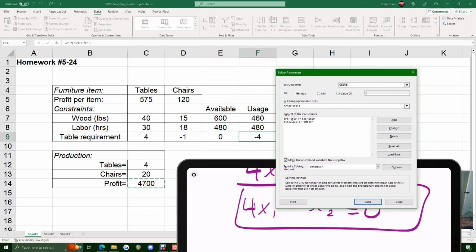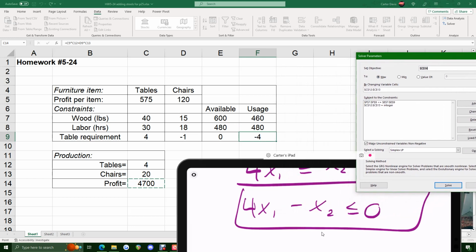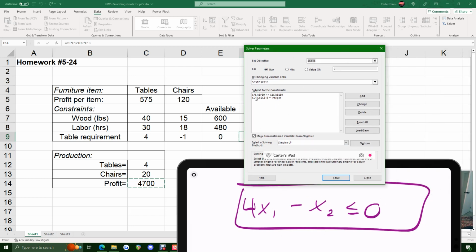And then watch what they did. They did all the F7 through 9 here less than or equal to what was available. So for these first two, it hopefully makes plenty of sense. But for this last one, this -4 is a result of doing this right here, the left side of this inequality. And they set it less than or equal to 0, which is right here. Okay, and then they made sure that these two numbers, the 4 and the 20, were integers. The number of tables and chairs were integers.